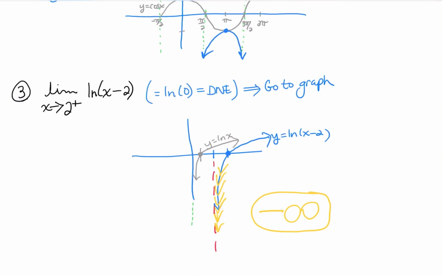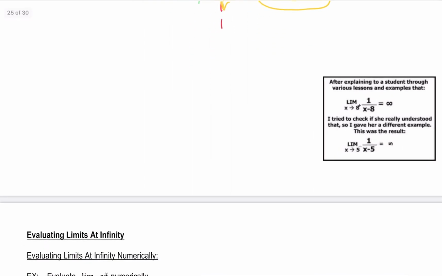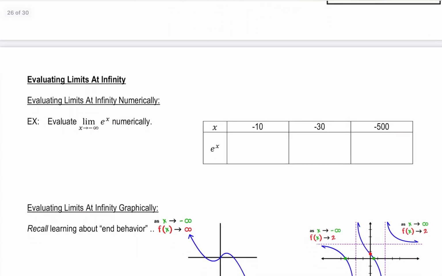So next time what we're going to come back and look at are limits at infinity, meaning the limit as x goes to plus or minus infinity.